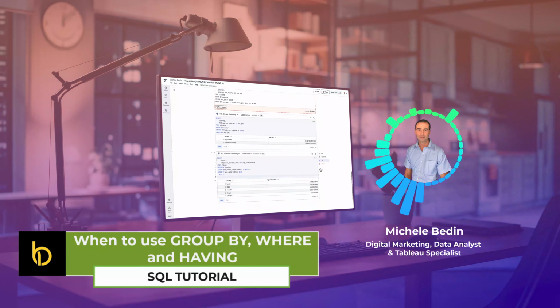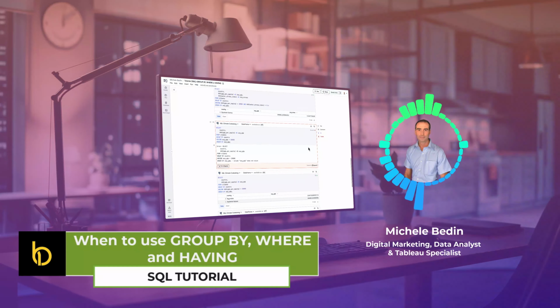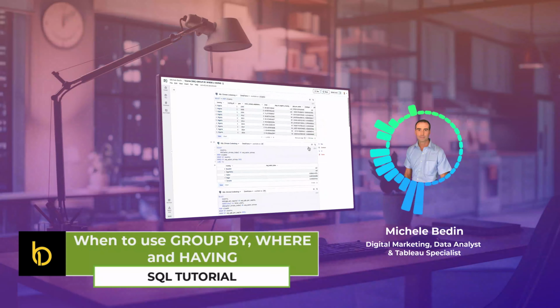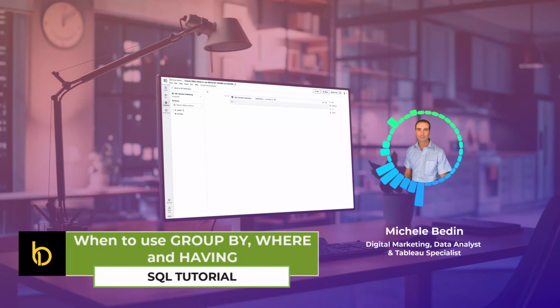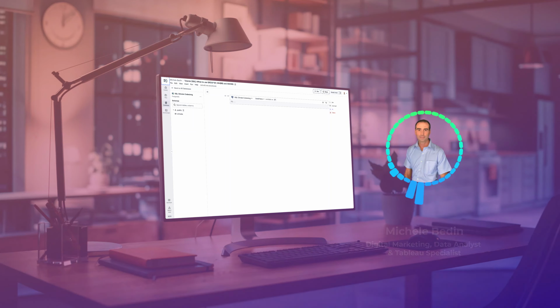Hello everyone. Today we will discuss data aggregation with SQL, a fascinating and helpful topic for data analysts. Are you ready to get started?